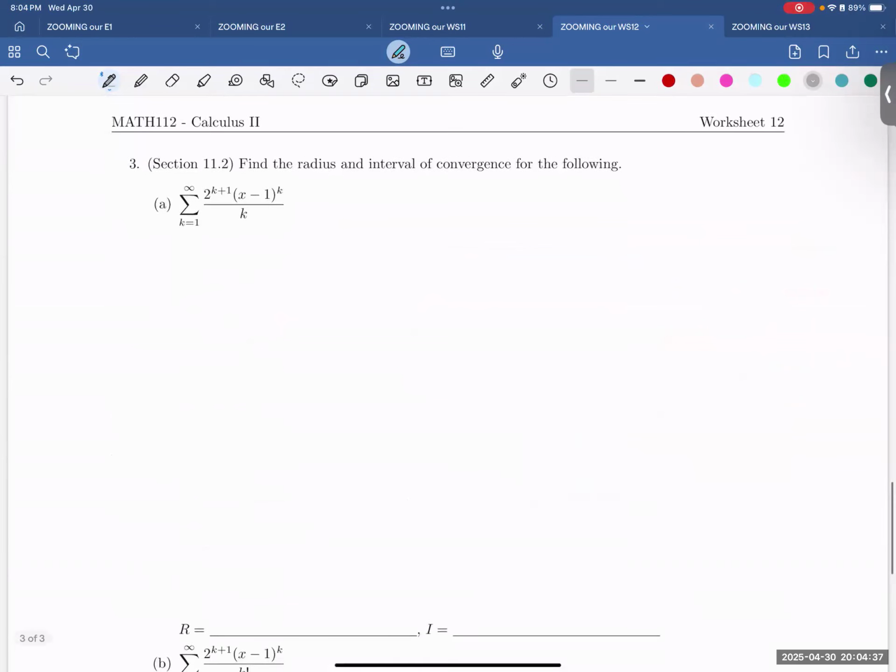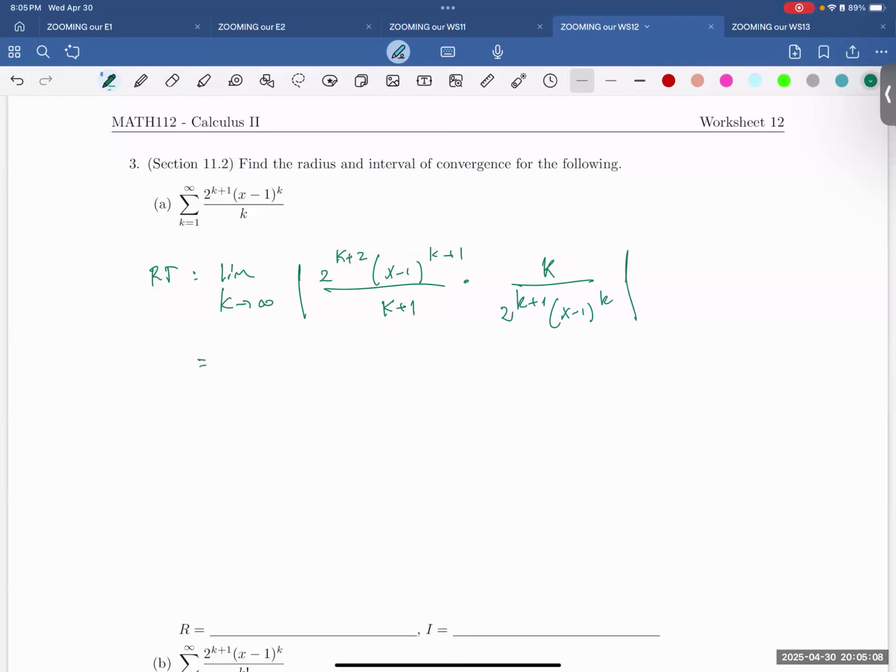On the radius and interval of convergence, this is the ratio test. Limit as k goes to infinity of the absolute value of 2 to the k plus 1 over k plus 2, times x minus 1 to the k plus 1 over k plus 1. So that's the k plus 1th term times the reciprocal of the kth term, k over 2 to the k plus 1 times x minus 1 to the k. And then the limit equals the limit. And then what reduces away?